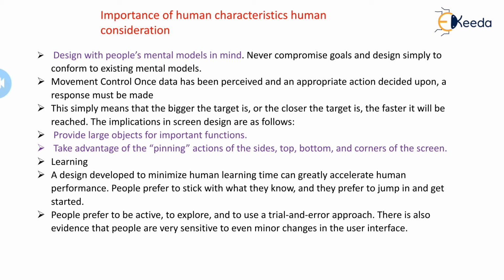Next is learning. Learning, as I mentioned earlier, is the process of encoding long term memory information that is contained in short term memory. So how does it work? Our ability to learn is important. It clearly differentiates people from machines. So a design developed to minimize human learning time can greatly accelerate human performance.